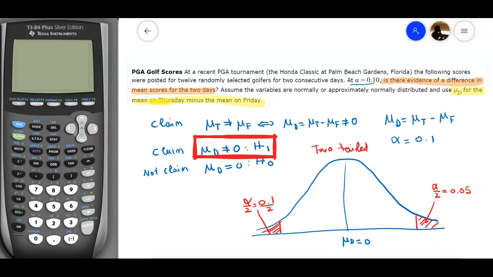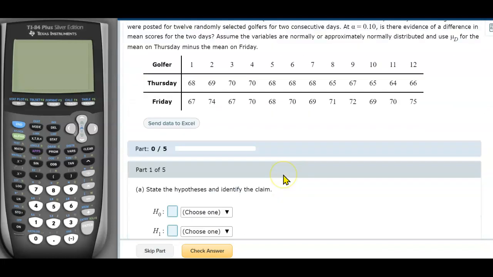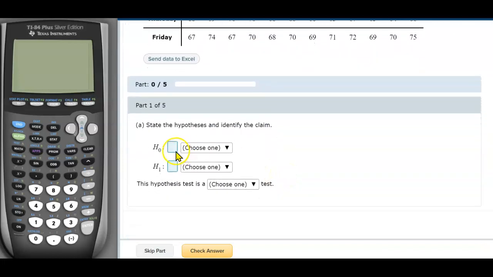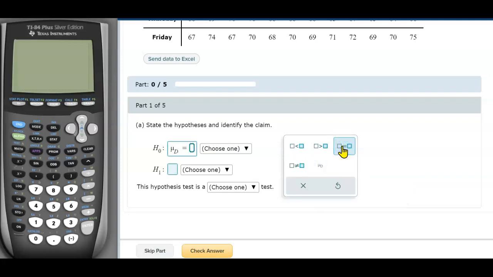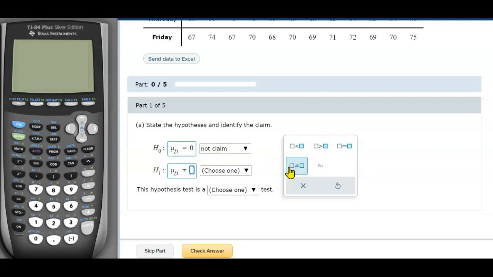Okay, so let's start the question here. That's the first question. H0 is going to be mu d equals 0. This is not the claim. And H1 is going to be mu d different than 0, and this will be the claim. And as we said earlier, it's two-tailed, right? Check the answer.